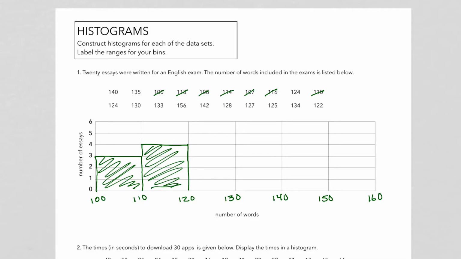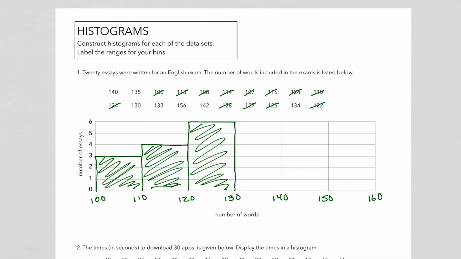Okay, now from 120 to 130, we have 1, 2. We don't count 130 because that goes in the next group. 3, 4, 5, 6. Am I right? I've missed one. Then you guys can make the correction on your paper.